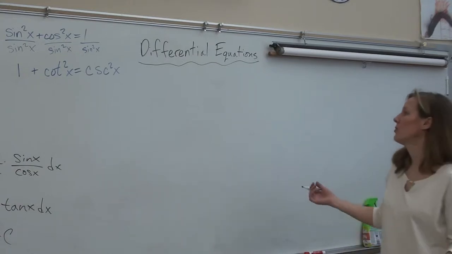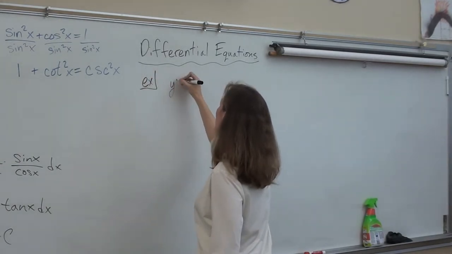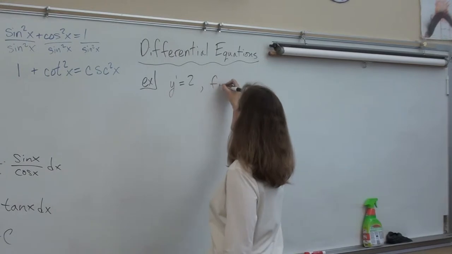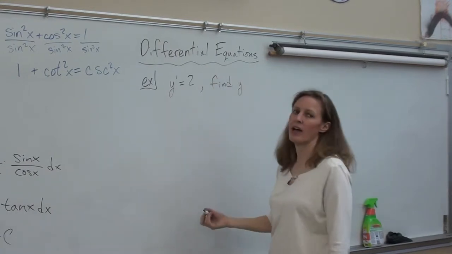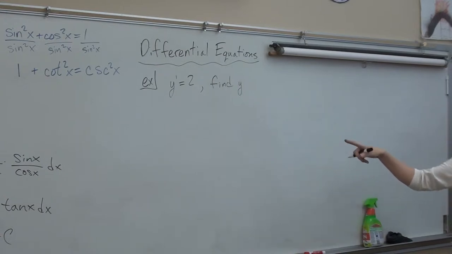Now, for example, suppose I said, hey guys, y prime equals 2, find y. But there's a method that I want you to follow. Most of you, if I told you y prime is 2, what's y? Could you give me an equation for y? 2x plus c, right? Okay, so most of you just jump right to the answer.